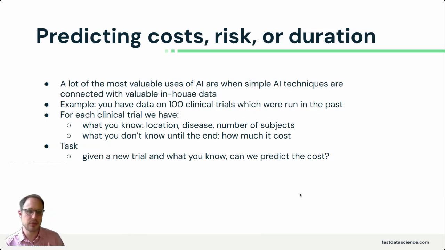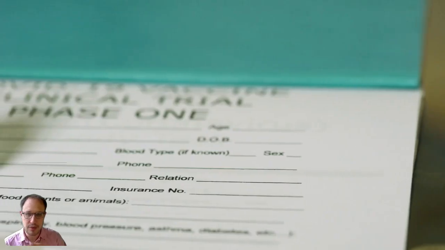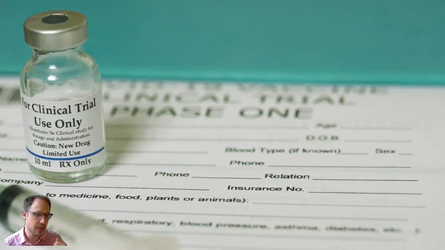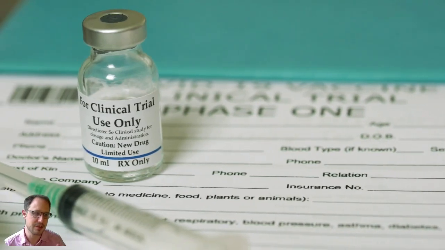So in my experience, some of the most common and the most beneficial initiatives that you can do in AI would be things like predicting the costs or the risk or the duration of a product, or of a project. So, for example, imagine you have data on 100 clinical trials that have been run in the past within your organization. For each clinical trial, you know a few things about them, and for the past clinical trials how much they cost. What you want to do is, for a future upcoming clinical trial with these data points, predict the cost.